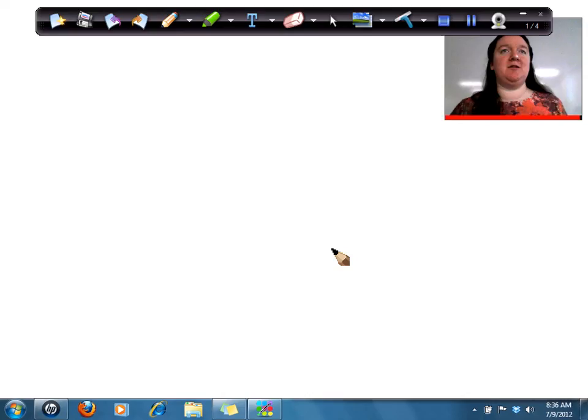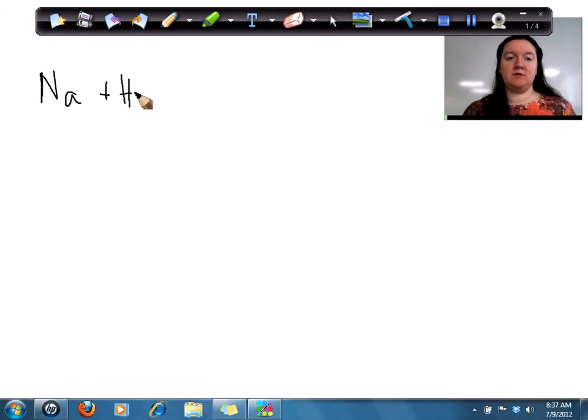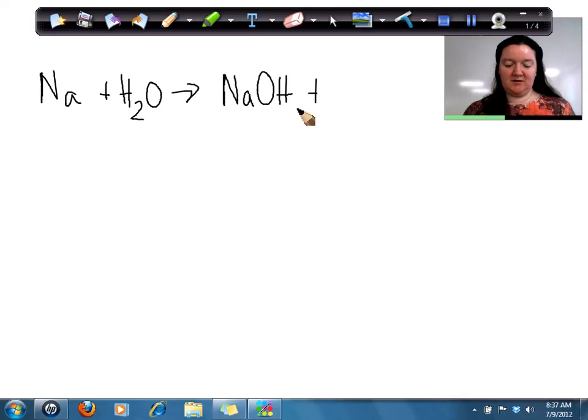Here we have sodium, question number 9, reacting with water to produce sodium hydroxide and hydrogen gas. If you look at sodium, sodium is a metal all by itself. It's reacting with water. We're going to put water and make sodium hydroxide, sodium plus my hydroxide ion, and it's going to create hydrogen gas, H2.